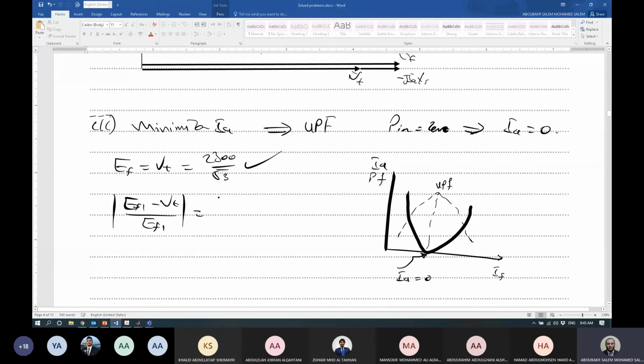So now we can say EF in case 1, which is 17.